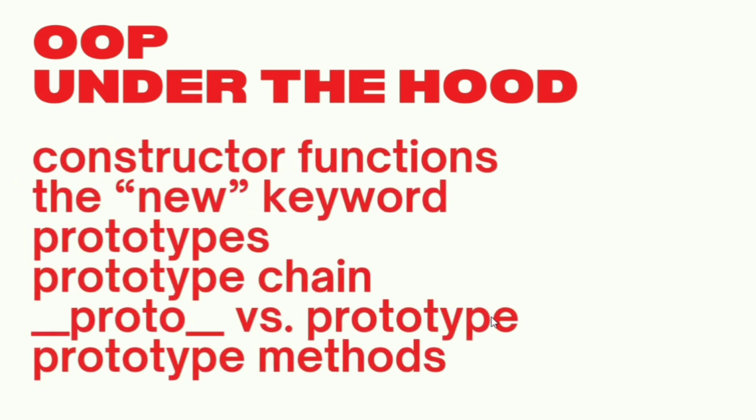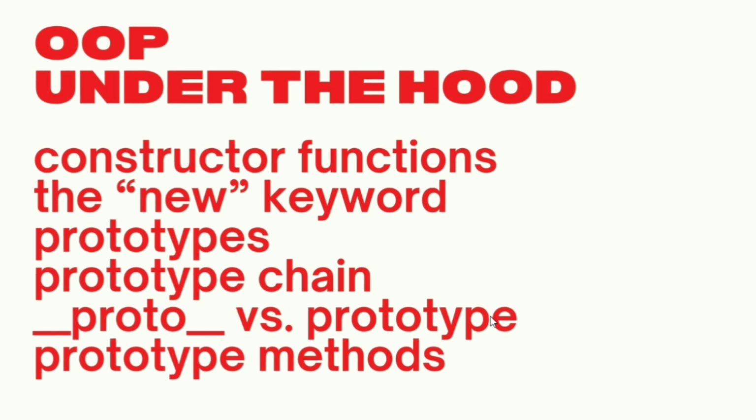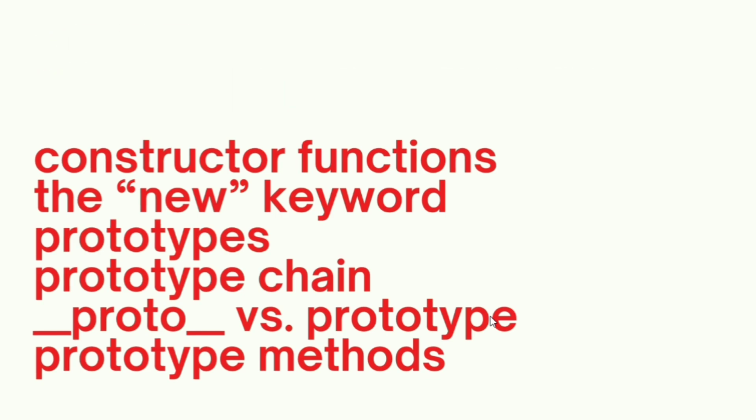After that, we then revisit object-oriented programming to talk about how it works under the hood. Things like constructor functions outside of classes, kind of the old school way of writing classes in JavaScript when we didn't actually have support for the class keyword. We talk about the new keyword, prototypes, a prototype chain, what double underscore proto is compared to the prototype property on functions, and we talk about important prototype methods like get prototype of, set prototype of, is prototype of, things like that. All about object-oriented programming and prototypes.